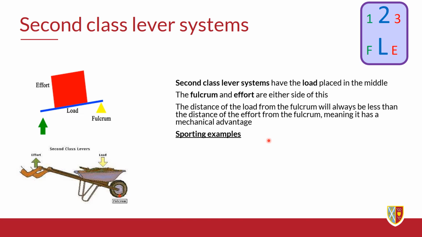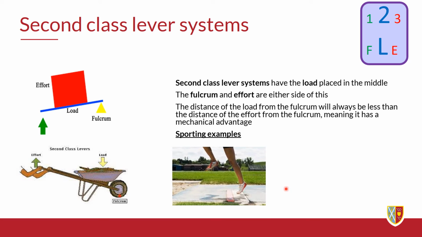So some sporting examples of this then. Your calf causing plantar flexion is actually a good example. So we have the fulcrum, then we have the load, and the effort is attached on the back of the heel here. Because the distance from the fulcrum to the effort is shorter than the fulcrum to the load, although there's load all the way up here, we consider the load to be there, much easier to project that.